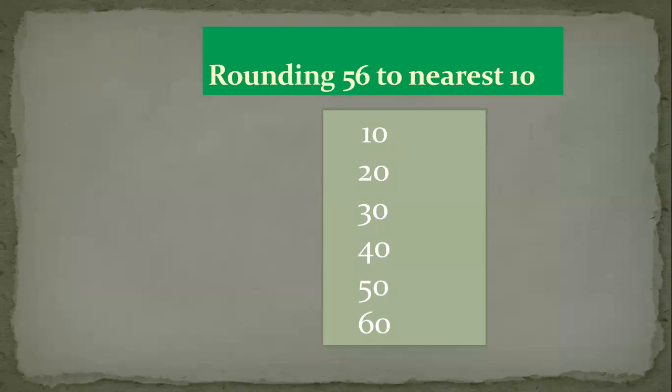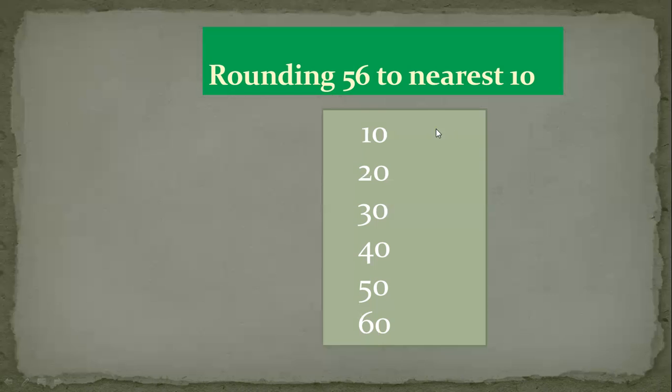Rounding 56 to the nearest 10. How can we round 56 to the nearest 10? You know, these are multiples of 10, or you can say decade numbers. So we are going to count in tens: 0, 10, 20, 30, 40, 50, 60, and so on, 70, 80, 90, 100. So these are called tens, from 10 to 60.